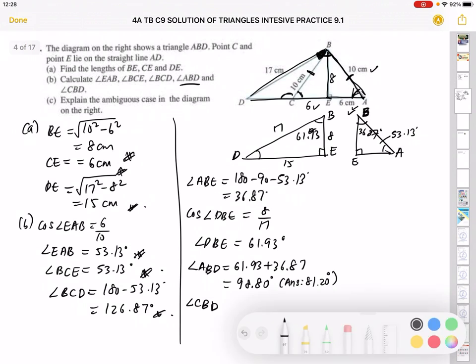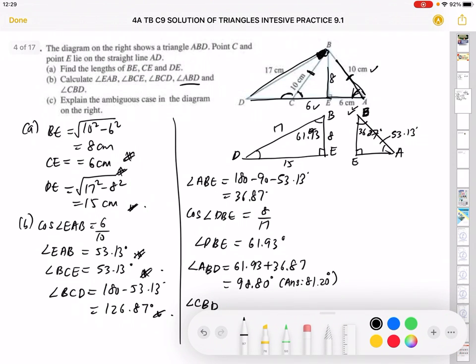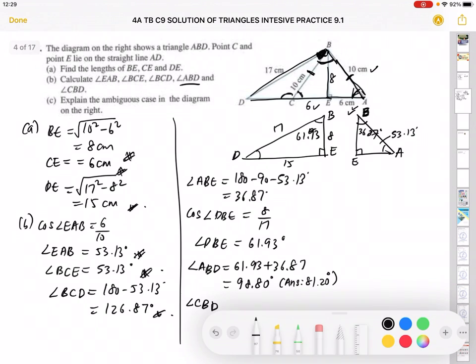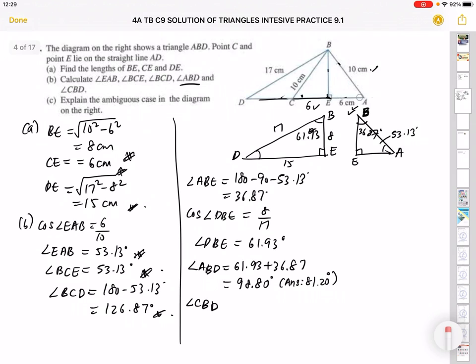So, too many lines, I just write this off. To find this angle is very simple. I just take the whole big angle DBA minus this angle over here. Or you can just focus on this triangle here, the whole angle minus this to get this. So I can take 61.93, this whole thing is 61.93. Can you see angle DBE? You minus the small angle here, which is 36.87, and I got 25.06.